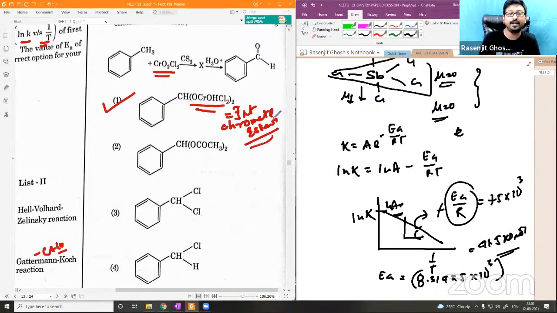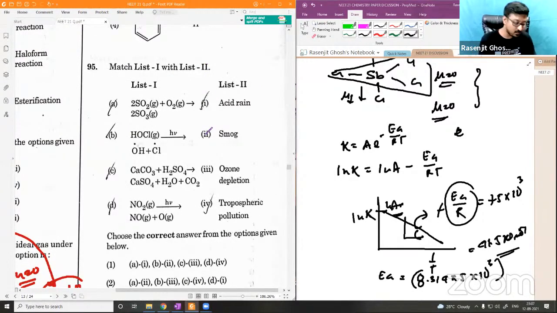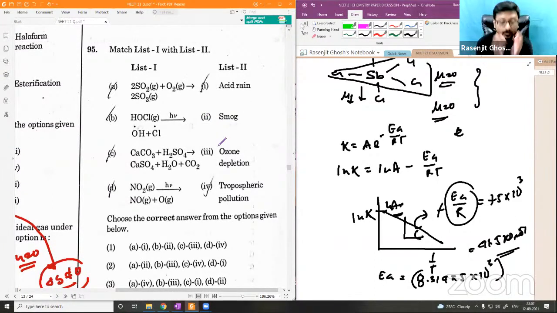Chromate ester. Intermediate chromate ester. Right? Next one. Match list 1 with list 2. This is a question from your environmental chemistry, and this is basically all the reactions which you observe in different kinds of pollution. Now which one is what?